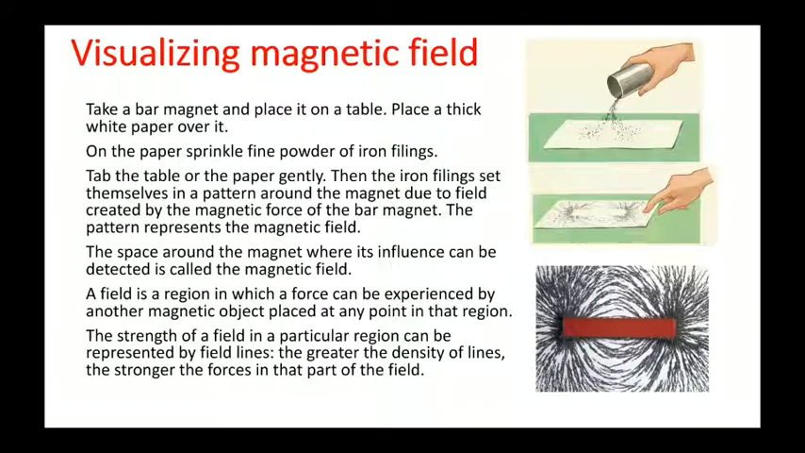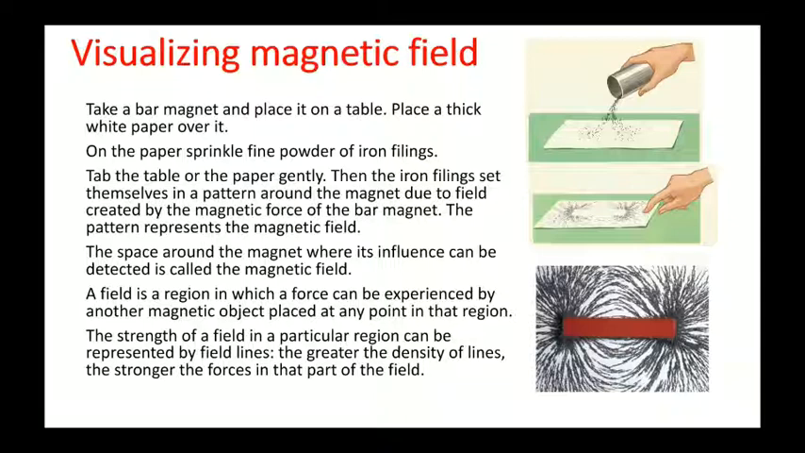Next topic is magnetic field. We will learn magnetic field with another activity. Take a bar magnet and place it on the table, then place a cardboard sheet on the bar magnet, so the bar magnet is under the cardboard sheet. Now sprinkle some iron filings, which are small pieces of iron, on the white cardboard sheet. Next, tap the cardboard sheet gently, very slowly.